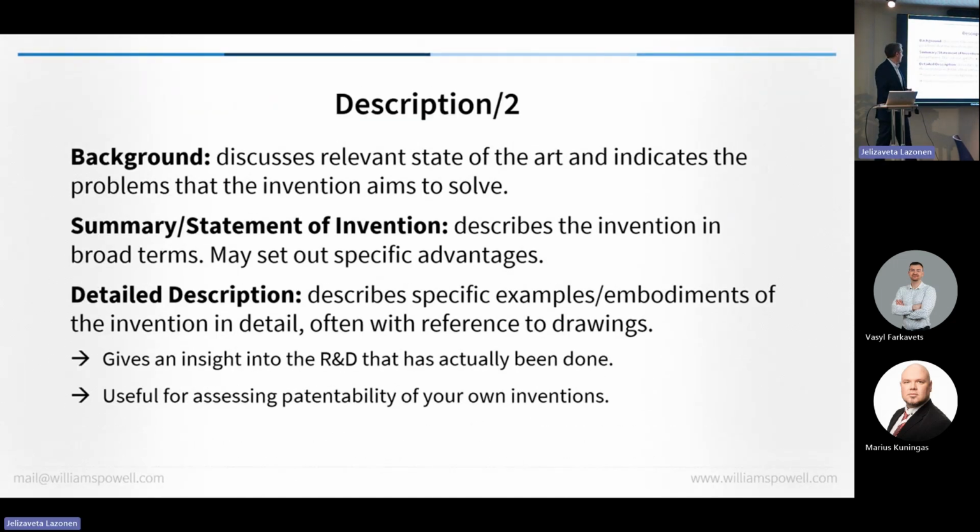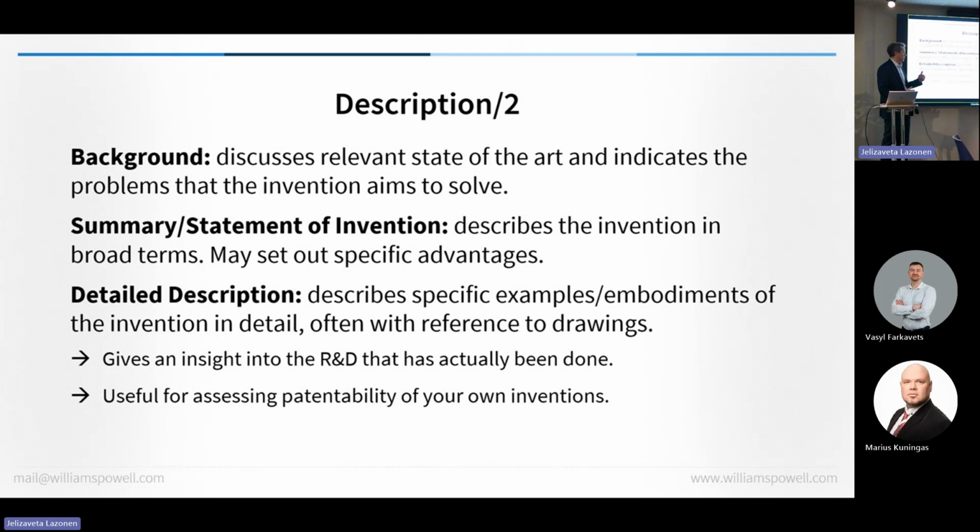And it's divided generally up into a few different sections. So we'll have a background section that discusses the relevant state of the art. So what's the prior art that exists in this area? And it indicates what problems this invention is trying to address. We'll then have a summary or a statement of invention that again describes the invention in quite broad terms. And you'll often find that follows the language of the claims.